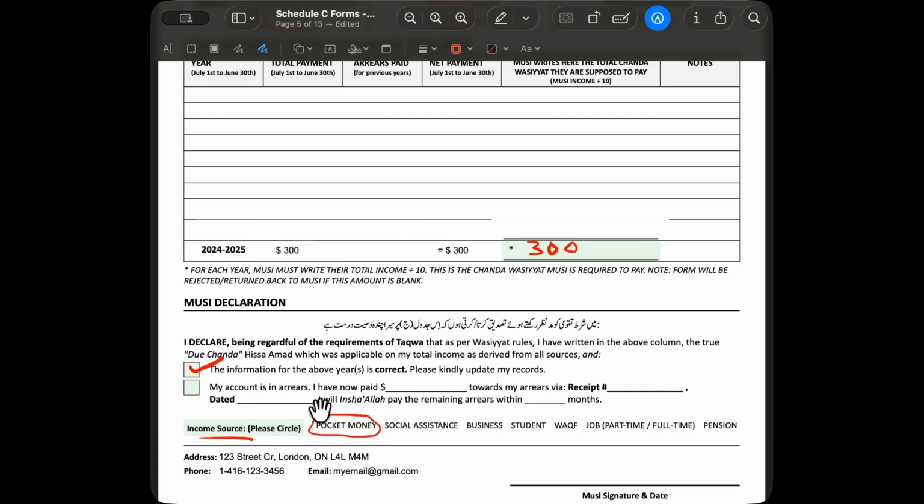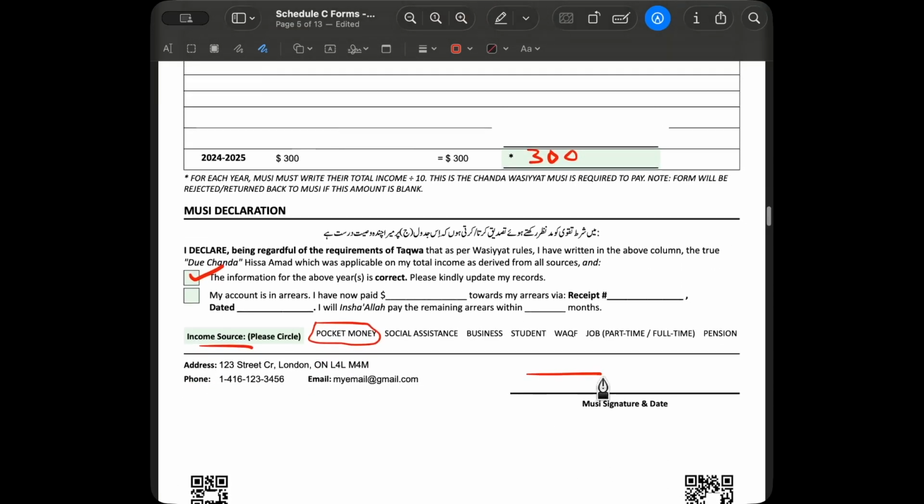So pocket money is only for those people, mostly for housewives who have no other source of income other than pocket money. And the minimum rate is $300. And then we'll go down, sign and date. Okay, next form.